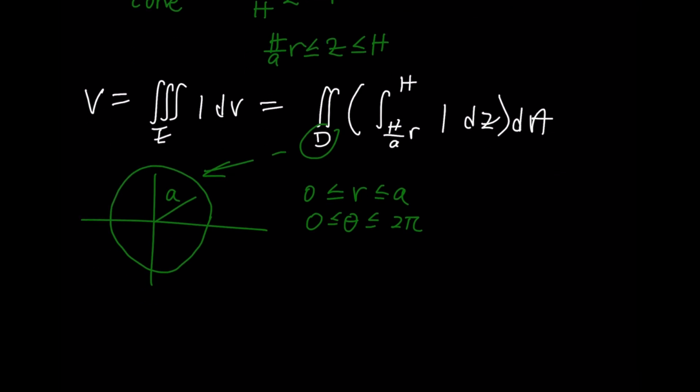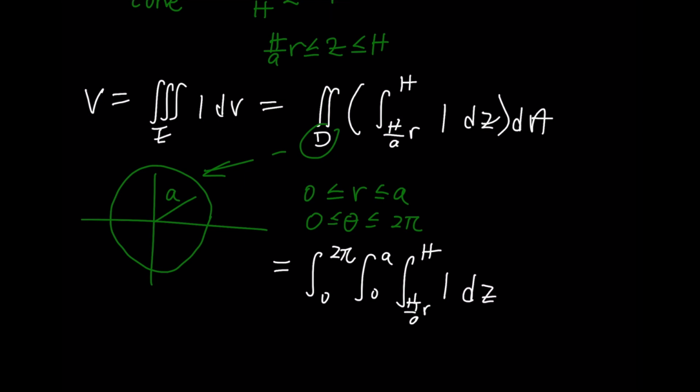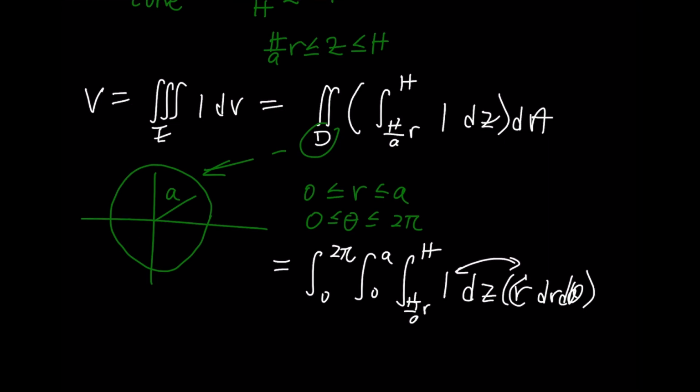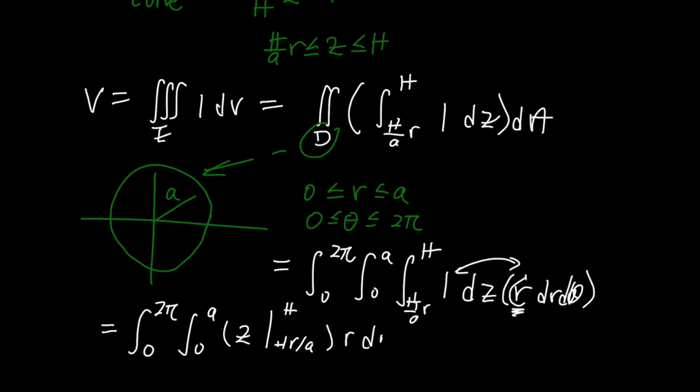This allows us to further rewrite this integral as integral 0 to 2 pi, integral 0 to a, integral from h over a times r up to h, 1 dz, and then we'll have this r dr d theta. We can put this r in or out, it doesn't really matter, but the r value must not be outside of this dr. It has to happen while we do this r integration. So we're able to rewrite this as an integral 0 to 2 pi, integral 0 to a. This will simply produce a z from h r over a up to h, r dr d theta.